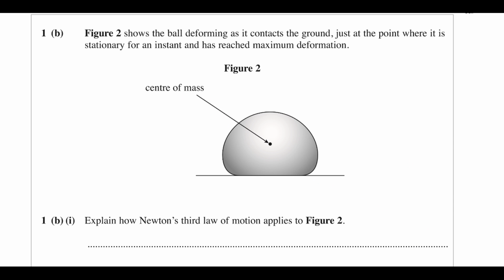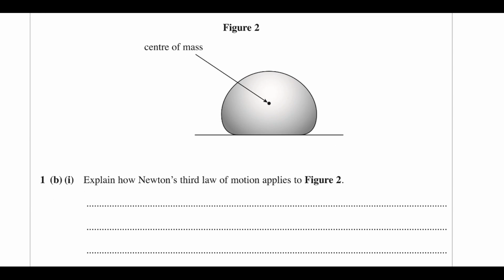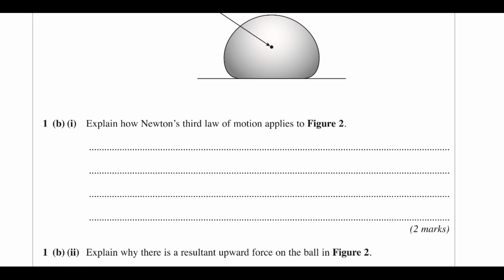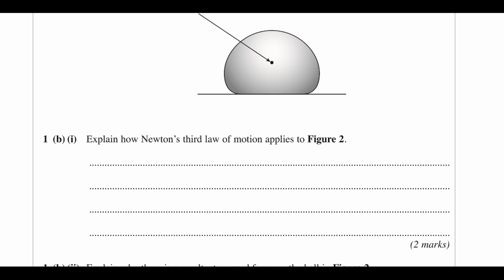Let's continue on. So we've got a snapshot of what the ball looks like as it's bouncing, and you can see it's been deformed by bouncing as the kinetic energy of the ball is transferred to deform the ball, so storing it in the form of elastic potential energy, if you like. Explain how Newton's third law of motion applies to figure 2. So the ball is colliding with the ground and the ball is being brought to rest.